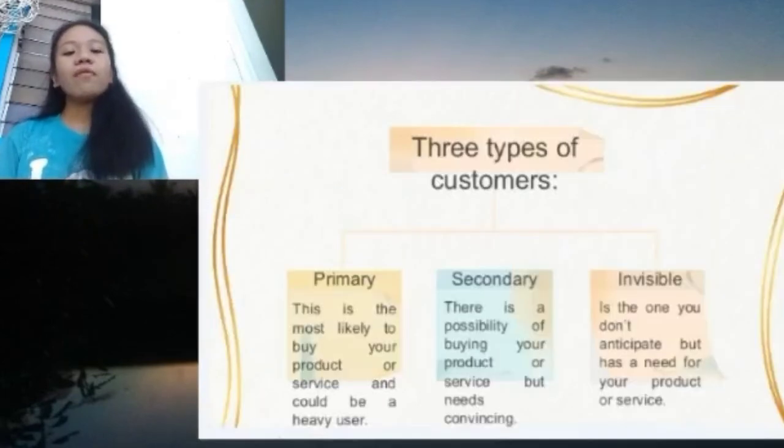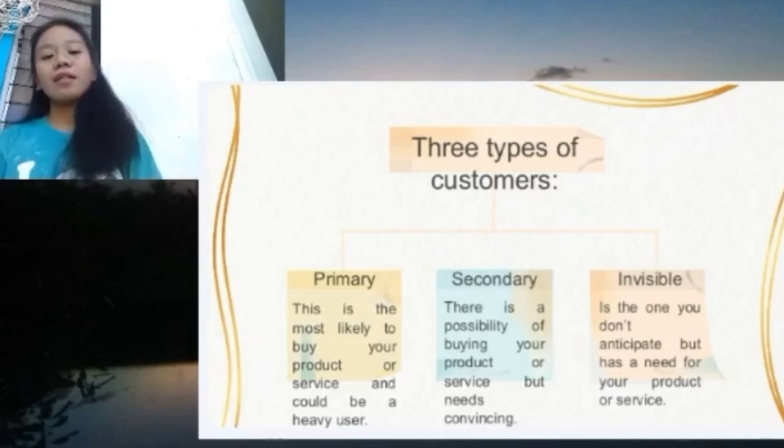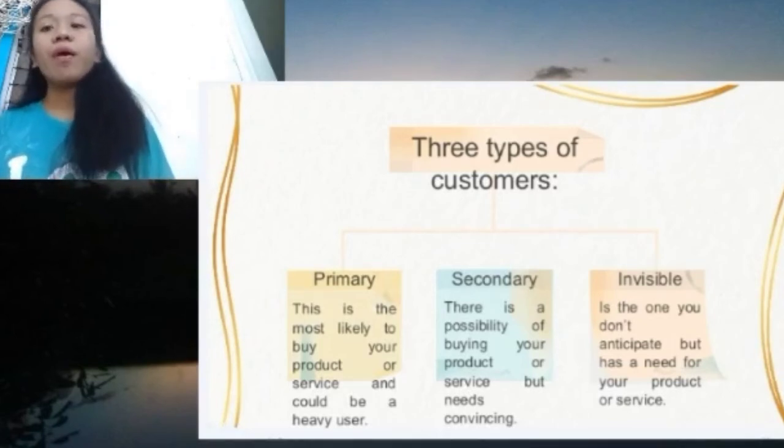So next, we have the three types of customer. First, the primary. This is the most likely to buy your product or service, that could be a heavy buyer. An example of primary is that your business is about school supplies. So your primary customers will be teachers, students, and parents.